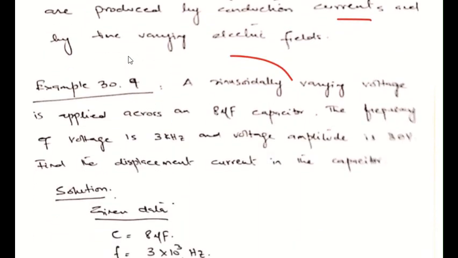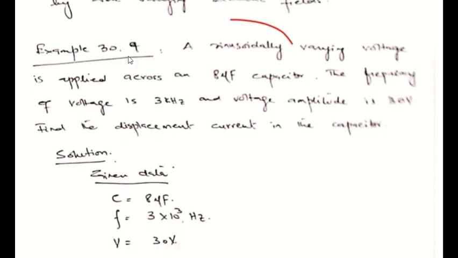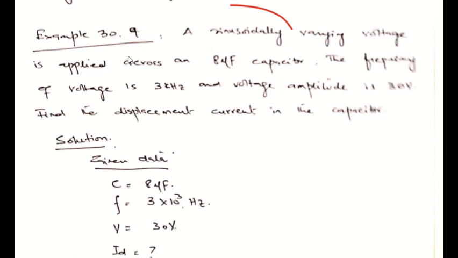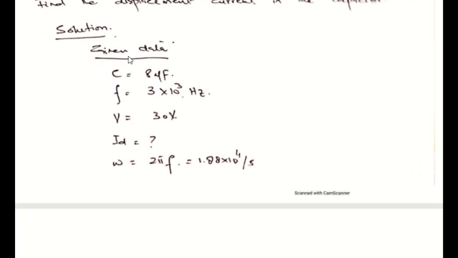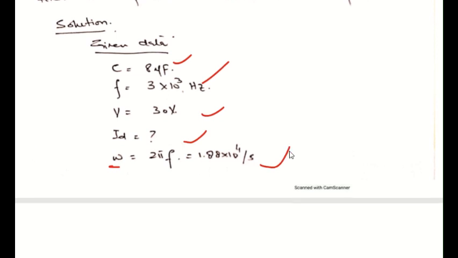Now we have an example 30.9. A sinusoidally varying voltage is applied across an 8 microfarad capacitor. The frequency of the voltage is 3 kilohertz and the voltage amplitude is 30 volts. Find the displacement current in the capacitor. So the given data is the capacitance, the frequency and the voltage, and we have to find ID. Angular frequency is given by 2 pi f, and by solving it we get the value 1.88 times 10 to the power 4 per second.